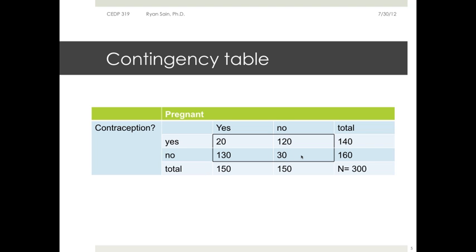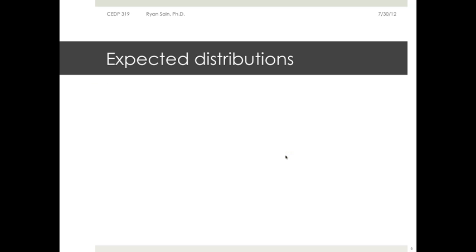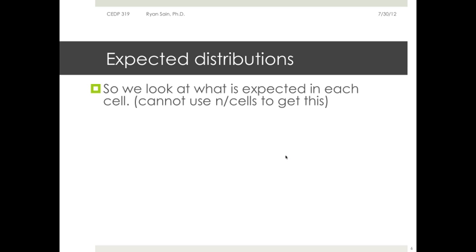So remember what we talked about, we have to get expected values. If this was truly random, we have to worry about how many should we have seen in each one of these 4 boxes. So let's move on to the next slide here because it starts to cover that. So we look at what is expected in each cell.